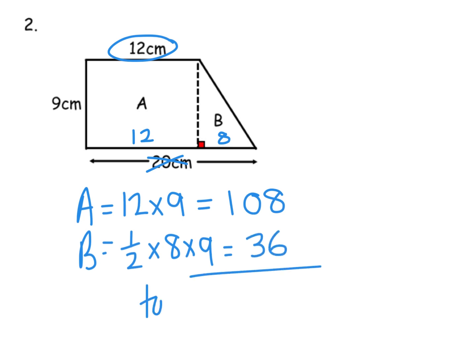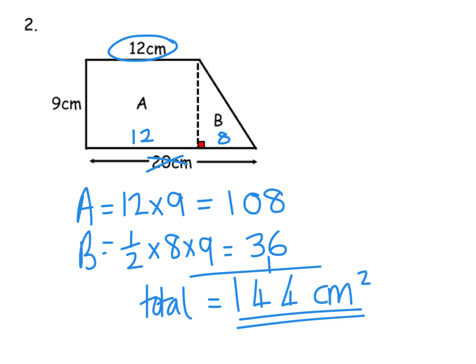And then as ever, you have to add these together to get your total. Adding them up, 8 add 6 is 14. 3 add 1 is 4. And 1 add nothing is 1. So we have an area of 144 centimetres squared.